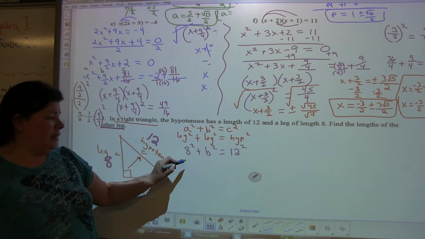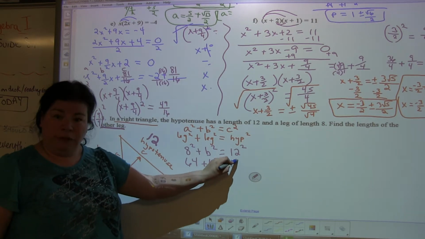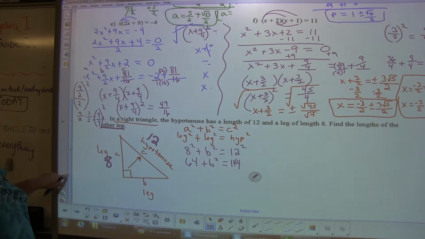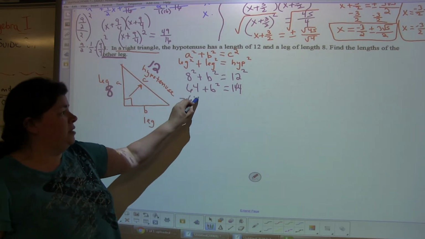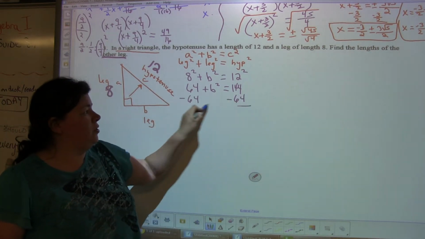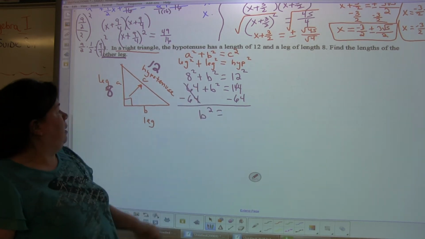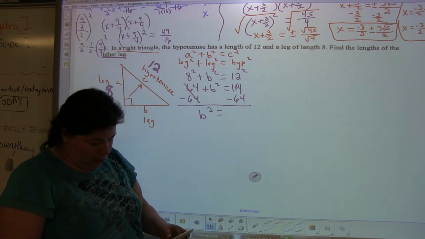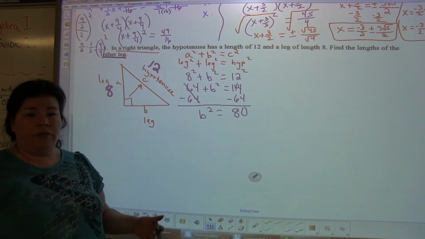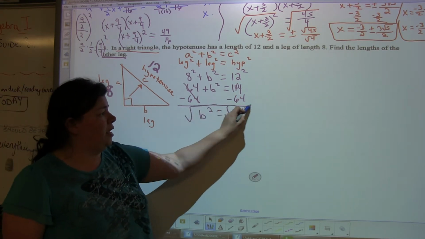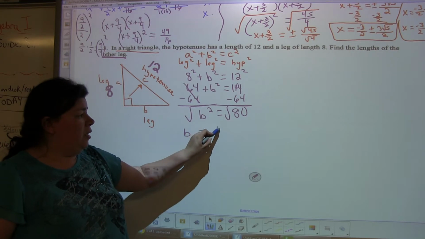So if I evaluate this, I have 64 plus b squared equals 144. And if I solve this algebraically by subtracting 64 from both sides, because I'm trying to isolate our variable, we're going to get b squared equals, let's see, 80. Now I'm going to use the square root method by taking the square root of both sides. Now we have b equals plus and minus.